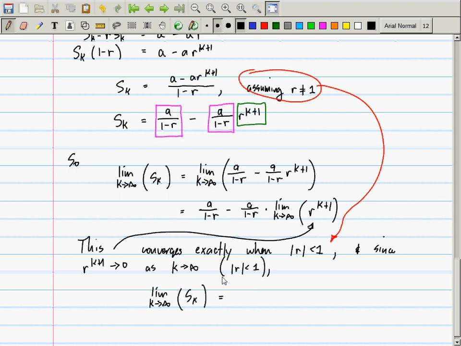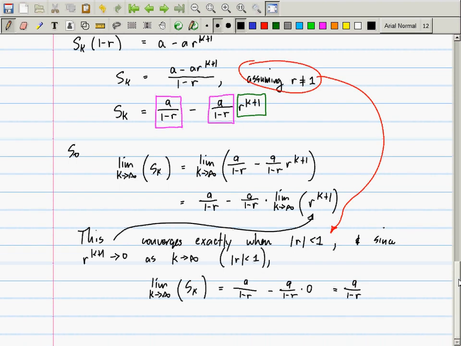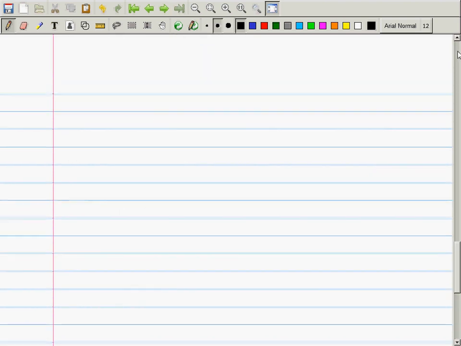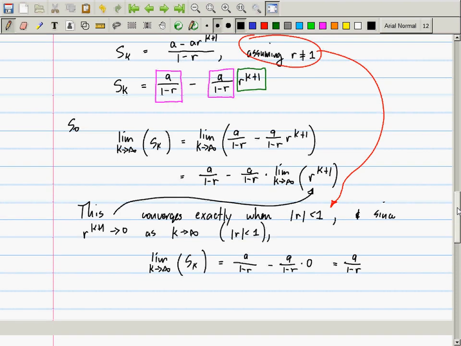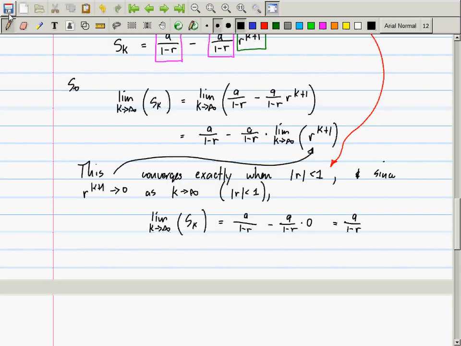Finite, yeah, but you can tell me exactly what it is. It's A over 1 minus R. So I'll write it in two steps. A over 1 minus R minus A over 1 minus R multiplied by 0, which is A over 1 minus R, which is exactly what we wanted to show. Okay, so any questions about this?